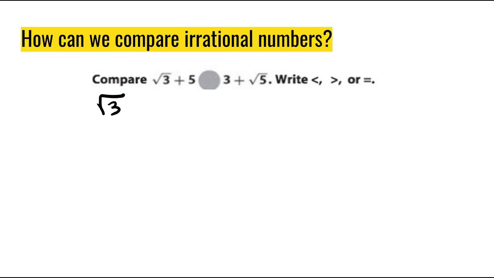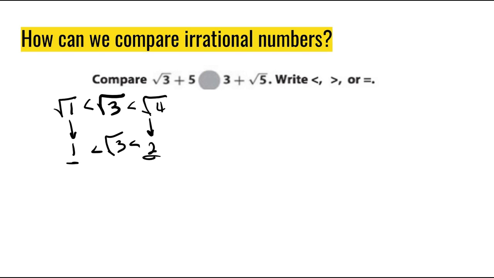So our first step, as always, is just to figure out what perfect squares the square root of 3 is between. The square root of 3 is between the square root of 1 and the square root of 4, which are both perfect squares. The square root of 1 is just 1. The square root of 4 is 2. So we know that the square root of 3 has to be somewhere between the numbers 1 and 2.